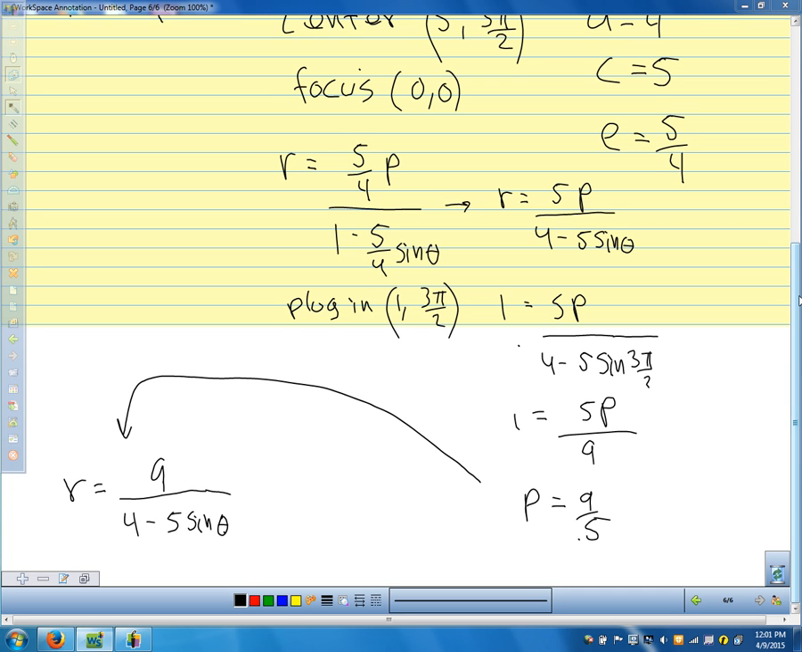Now, just a quick question. We don't have to go through this, and we talked about it a couple of times really quickly. What if the problem gave you this equation and just said what kind of conic is it? Is it an ellipse, a hyperbola, or a parabola? What would you do? You have to find e. To figure out what e is in this equation, what do we have to do? Divide everything by 4, and we'd see that e is 5/4. And 5/4 is bigger than 1. That tells us it's a hyperbola.